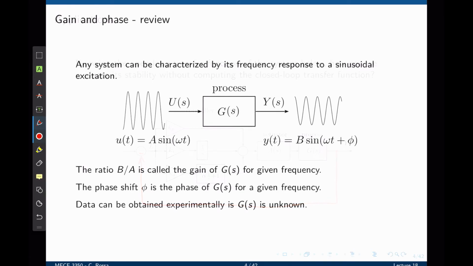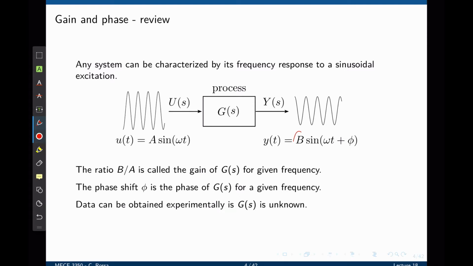Before we go into more details of the Nyquist stability criterion, it is important to review phase and gain. Any linear system can be characterized by its frequency response to a sinusoidal excitation. Consider the system G(s). If a function A sin(omega t) is applied to its input, the output of this system will also be a sinusoidal waveform, but at a different magnitude and with a phase shift.